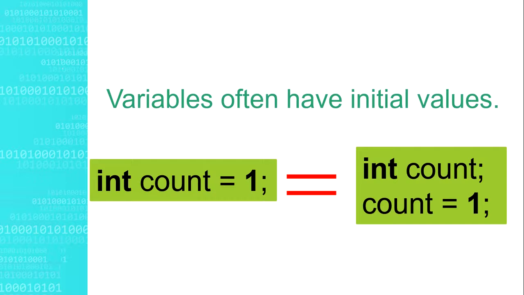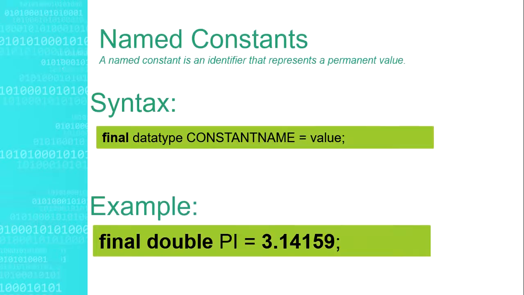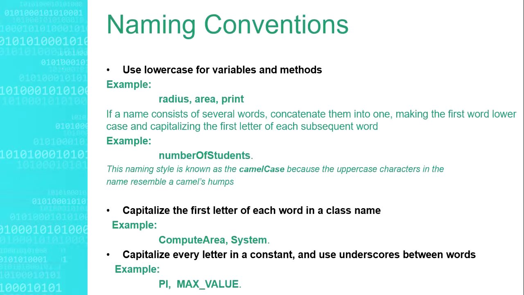Variables often have initial values. Declaring int count = 1; is also equivalent to the declaration of int count; count = 1; Named constants. A named constant is an identifier that represents a permanent value. Syntax: final data type constant name = value; Example: final double PI = 3.14156; Sticking with the Java naming conventions makes your programs easy to read and avoids errors.